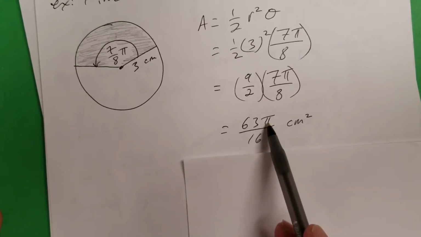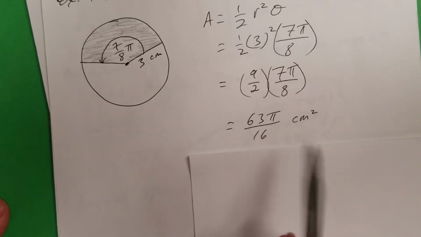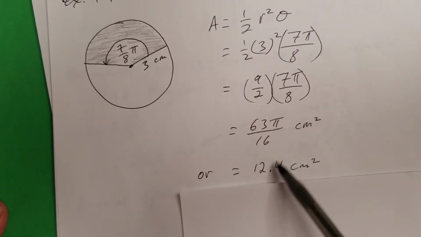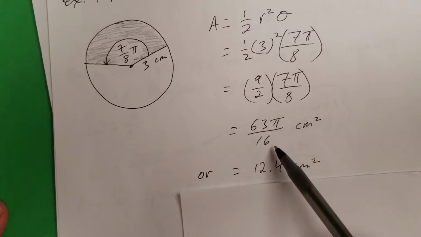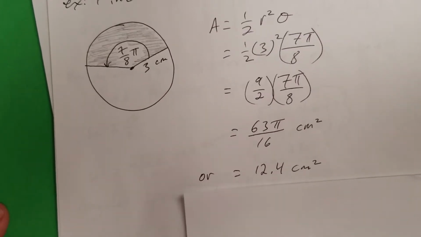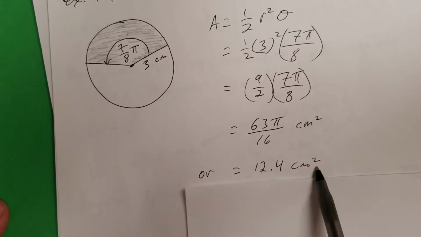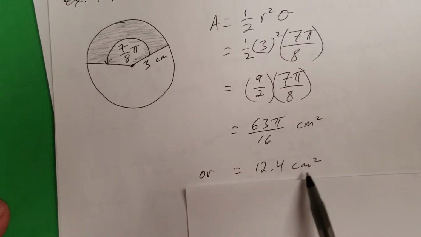Don't forget pi. Can that be reduced? I guess not. So the only thing you can do is change it to a decimal, but 63 over 16 can't be reduced. So the answer is 12.4 centimeters squared. You know that area is always in squares, right?